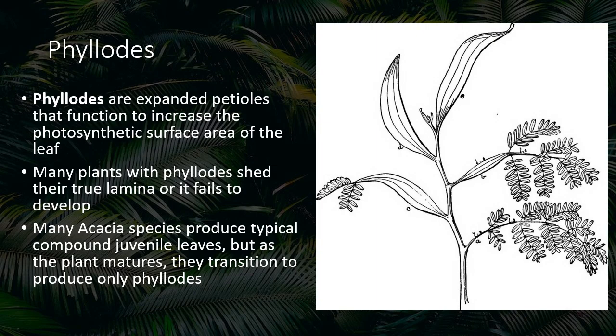So phyllodes, or the possession of phyllodes rather than a normal leaf, is more common in some of our Australian species of acacia that have to tolerate the much drier conditions in Australia compared to some of our African acacia species, which usually get a nice rainy season.